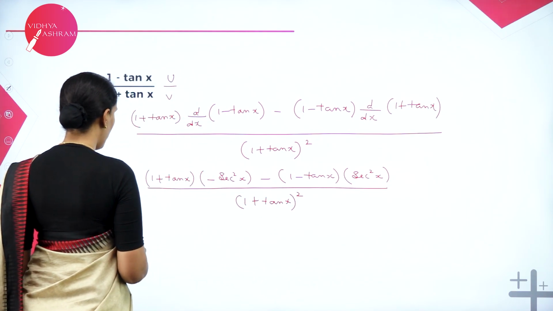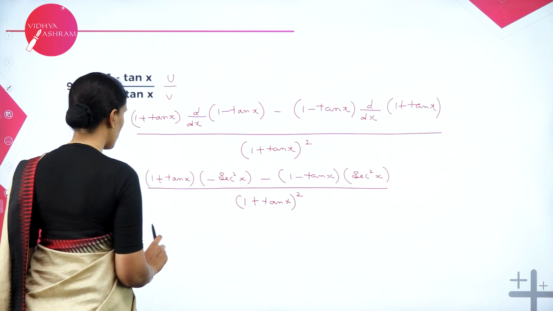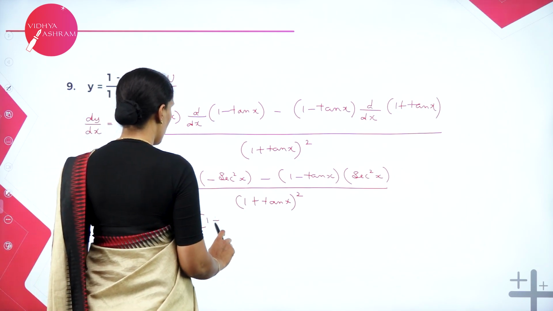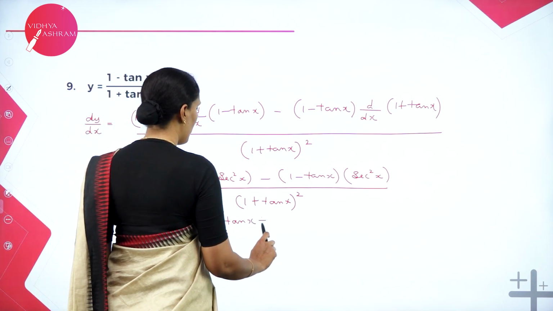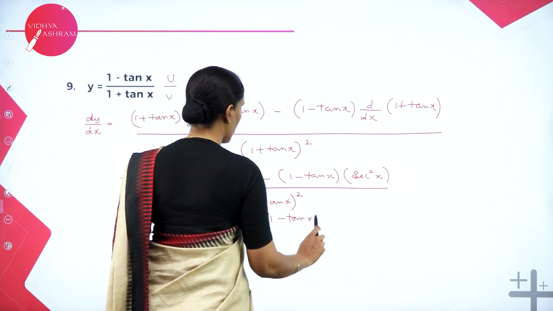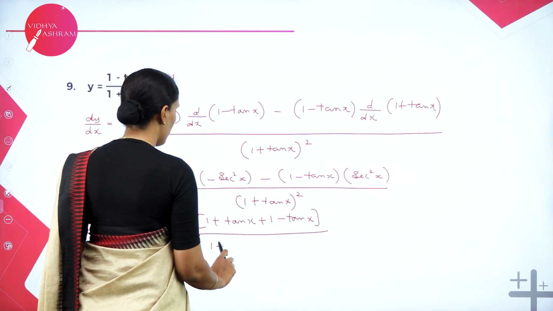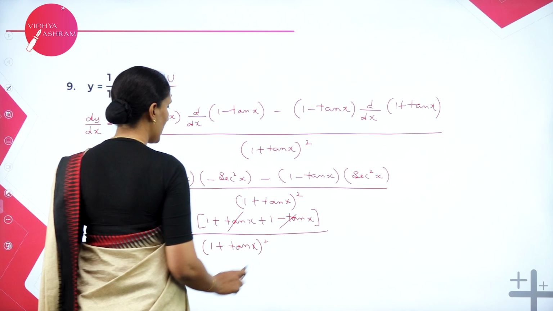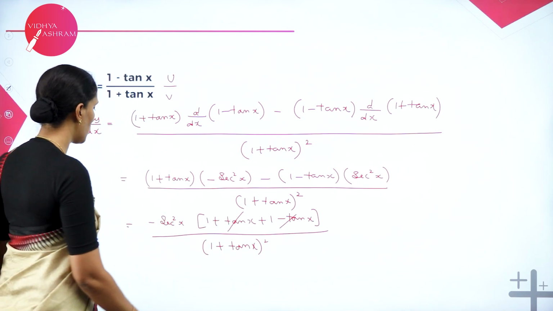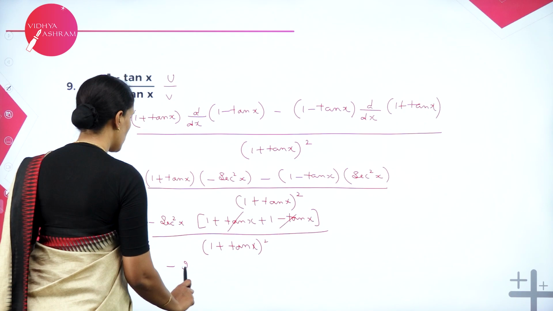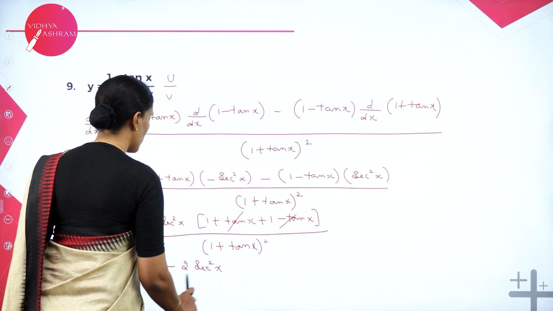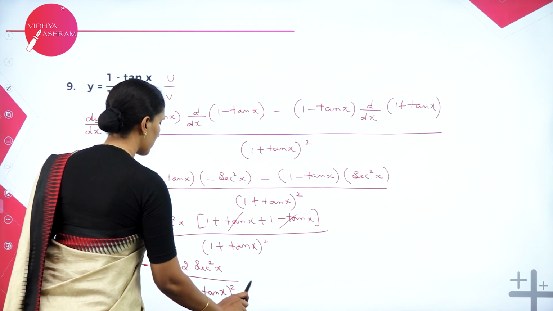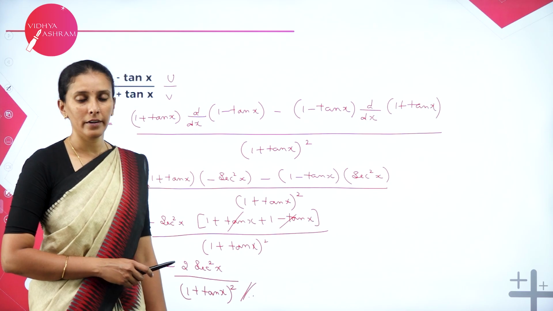Now secant square can be taken out, or we can take minus secant square x outside. So then we are left with 1 plus tan x plus 1 minus tan x whole divided by 1 plus tan x whole square. So now tan x minus tan x cancels, 1 plus 1 is 2. So therefore this can be written as minus 2 secant square x whole divided by 1 plus tan x whole square. So this is the required derivative.